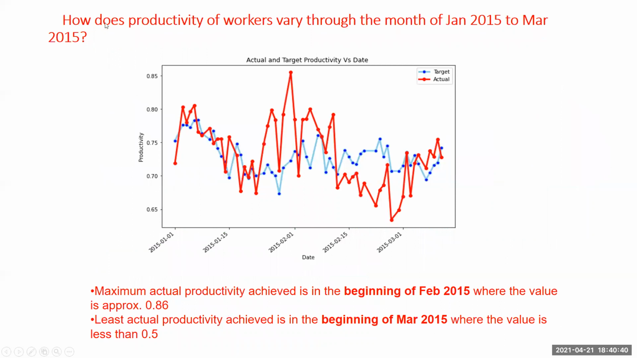Next we will see how the productivity of the workers varies through the months of January 2015 to March 2015. This blue curve is the target productivity, and this red curve signifies the actual productivity. We are seeing that until the middle of January, the target productivity and the actual productivity are going hand in hand, and there is a peak during the month of February, and there is a dip in the beginning of March.